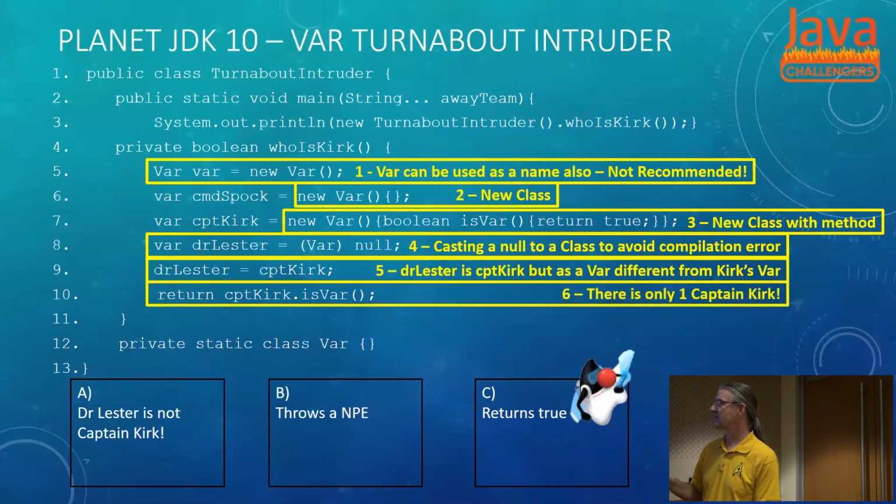And so that's just in there. It's not even doing anything. It's an assignment operator. Return Captain Kirk as var is going to return true because he's the only captain. So casting a null to a class to avoid a compilation error. Nasty trick. If you didn't do that, then Dr. Lester couldn't get Captain Kirk. That would throw a compilation error.